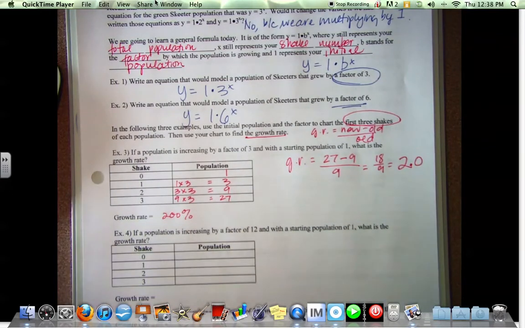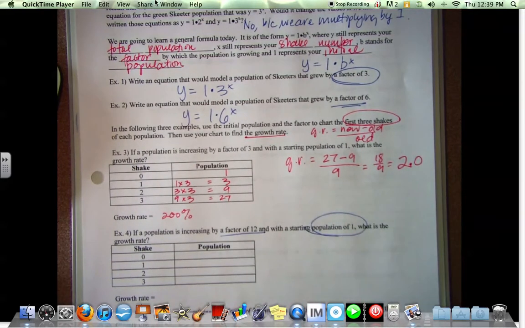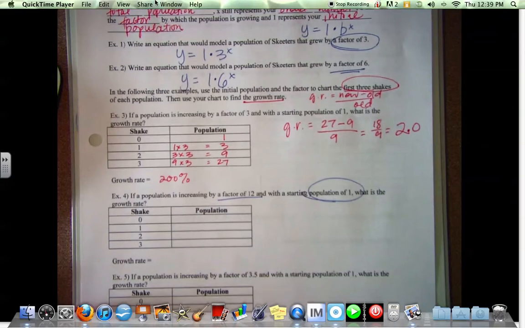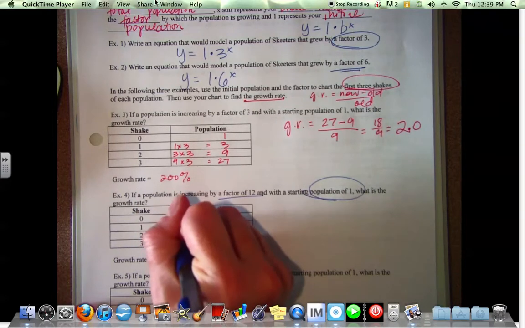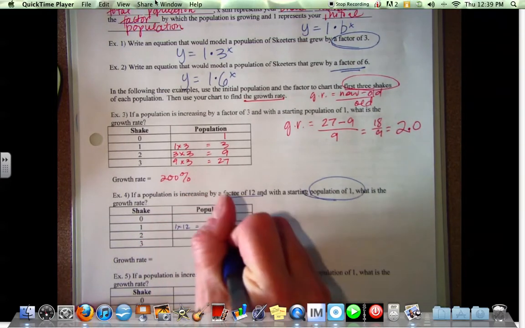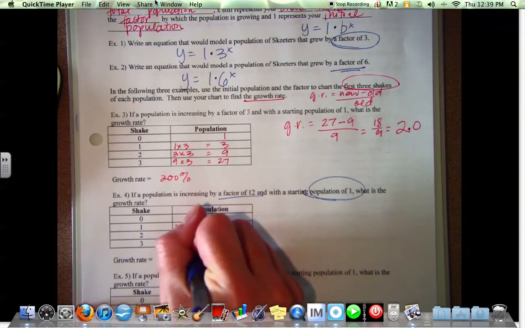Example 4. If a population is increasing by a factor of 12 with a starting population of 1, so factor of 12, starting population of 1, what is the growth rate? So at shake 0, what do we have? 1. What do we do with the 12? Times it by 1. Okay, so 1 times 12 is? 12. 12 times 12 is? 144.